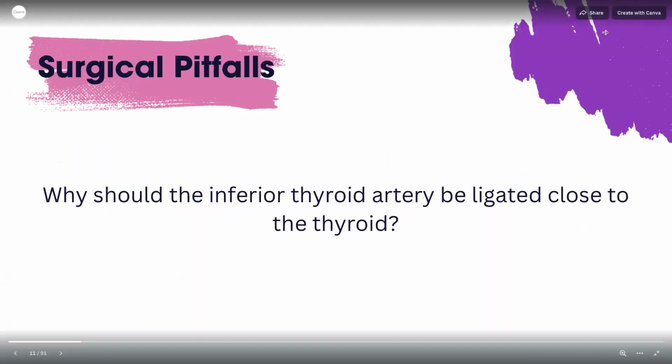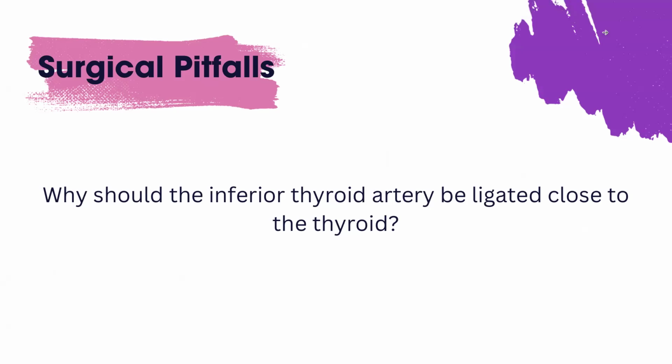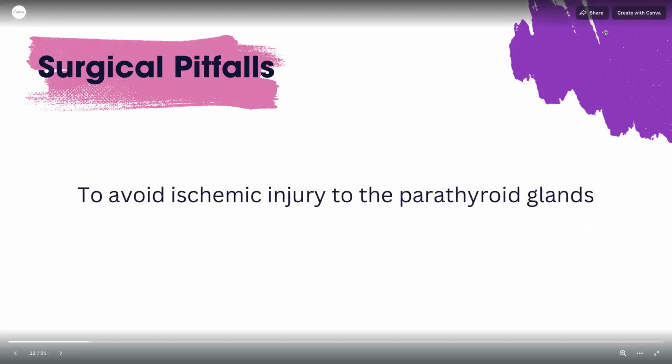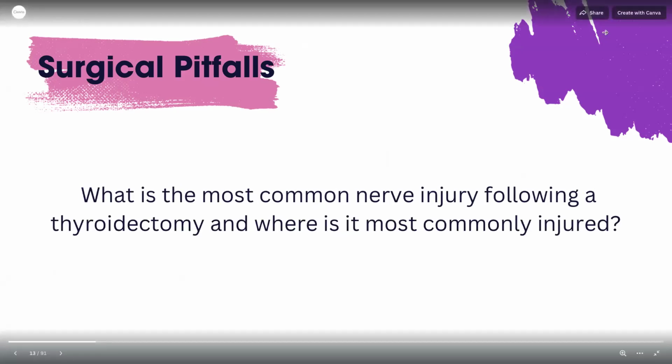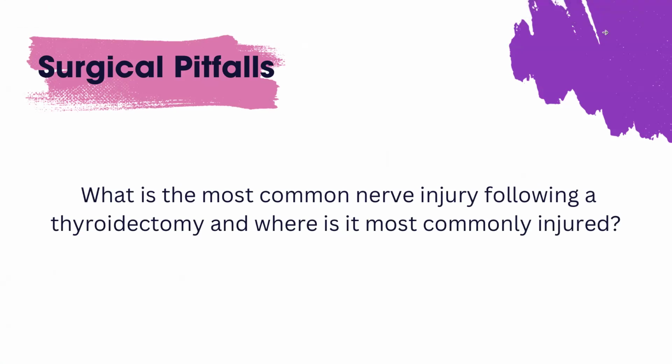Okay. Does anyone know why we should ligate the inferior thyroid artery close to the thyroid when you do a thyroidectomy? So the inferior thyroid artery does supply the parathyroid gland, so you want to avoid ischemic injury, so ligate as close as you can to the thyroid. Anyone know what the most common nerve injury is following a thyroidectomy? Not like this is common, but it's the most common. Which of the two nerves do you think is more commonly injured?